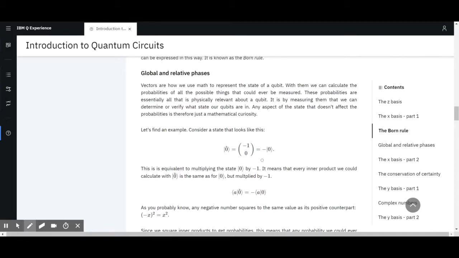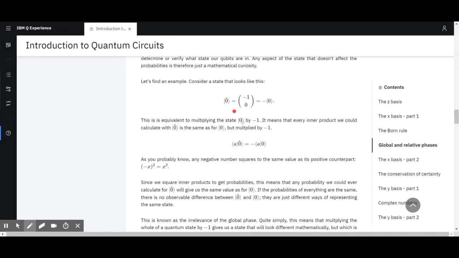So vectors, I'm going to go through this my way and then see if I can abstract the learnings out of that at intuitive levels. Vectors are how we use math to represent the state of a qubit. We use them to calculate the probabilities of all the possible things that could ever be measured. Let's find an example. Consider the state that looks like that.